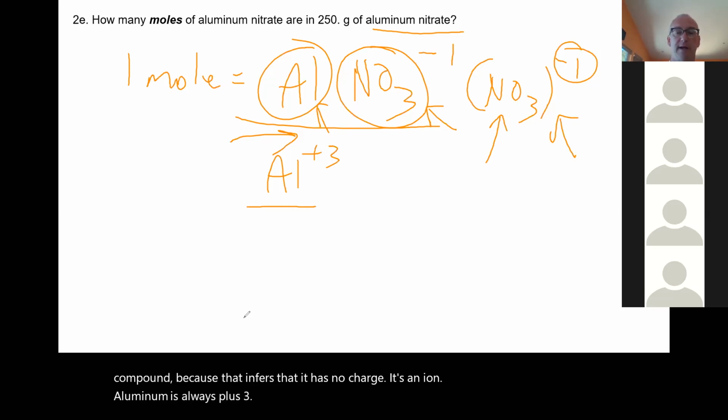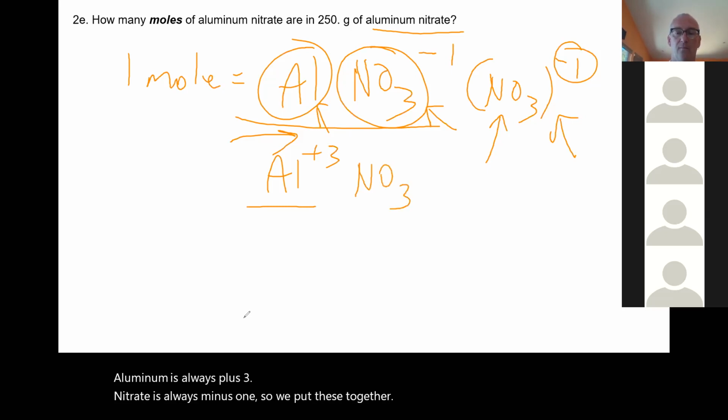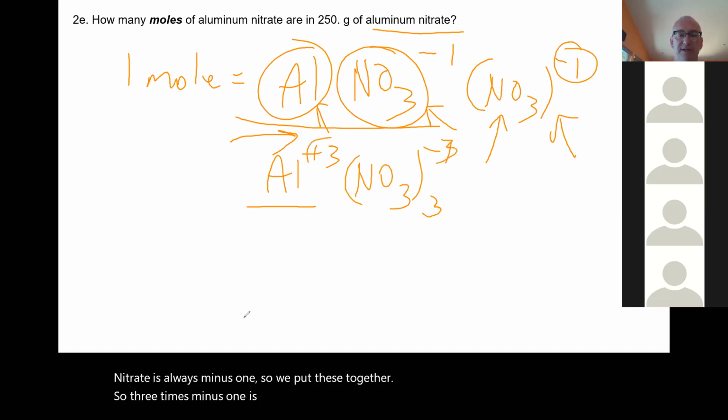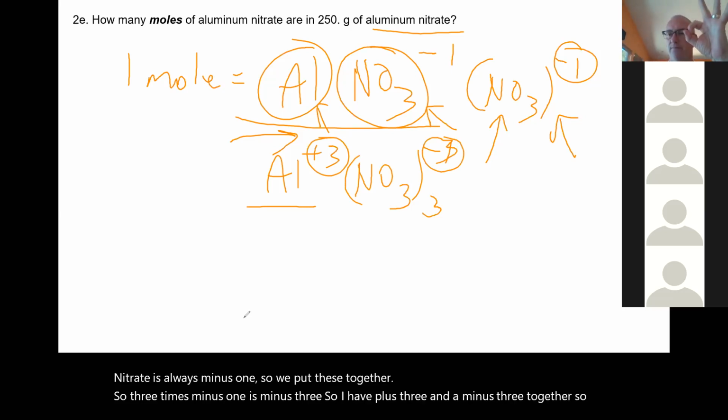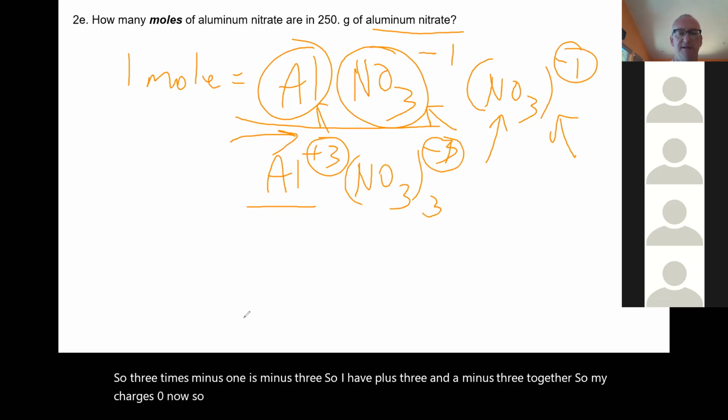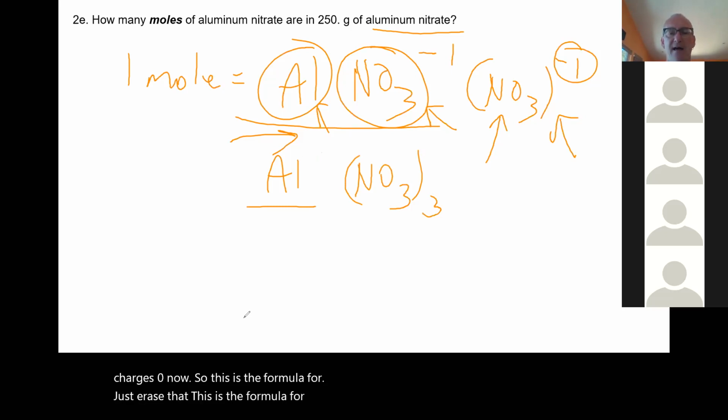Nitrate is always -1. So we put these together. So 3 times -1 is -3. So I have +3 and a -3 together. So my charge is 0 now. So this is the formula for, let me just erase that. This is the formula for aluminum nitrate. Al(NO3) brackets 3.